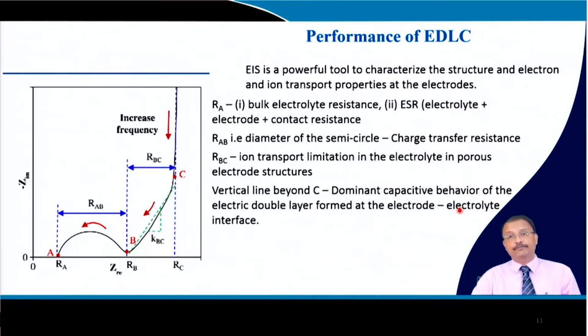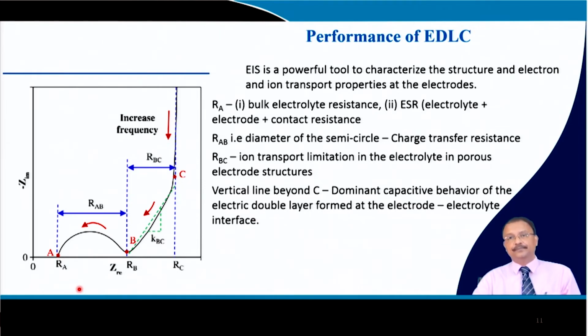The performance of the double layer capacitor also can be estimated by electrochemical impedance spectroscopy, and I already described how you can plot the imaginary part of the impedance against the real part of the impedance, the so called Nyquist plot. So, this is the typical Nyquist plot that you will be getting. So, as you can see, this R A basically denotes the electrolyte resistance.